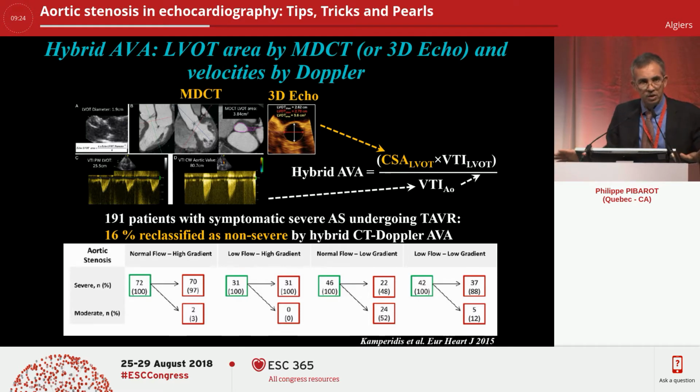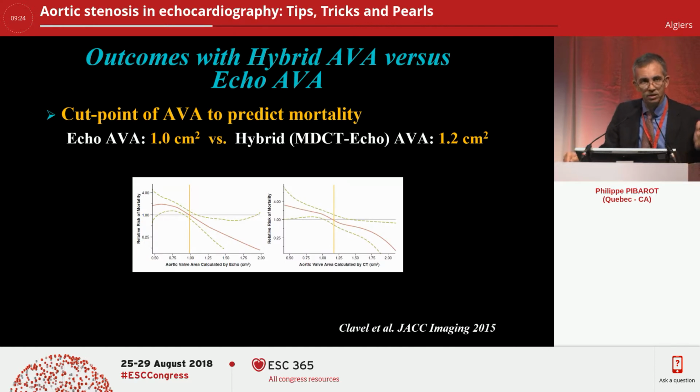You have to pay attention, however. When you have a new modality that measures valve area in maybe a different way, it is important to validate the severity cut point, because in this study I just showed you, they used the cut point of valve area of 1 to define severe AS. But actually, Marie-Annick Clavel did this study where they looked at the impact on mortality in medically treated patients. And the cut point of the valve area, the standard valve area that we measure by echo, to predict mortality was less than 1 centimeter square, which is consistent with the guidelines.